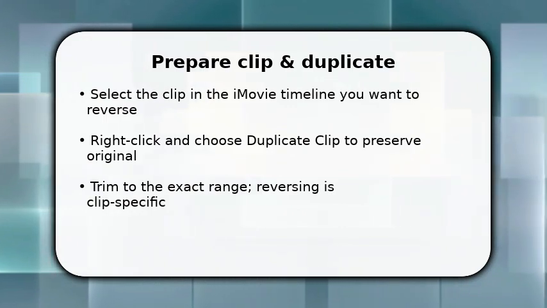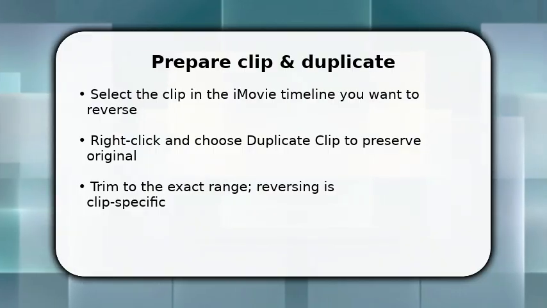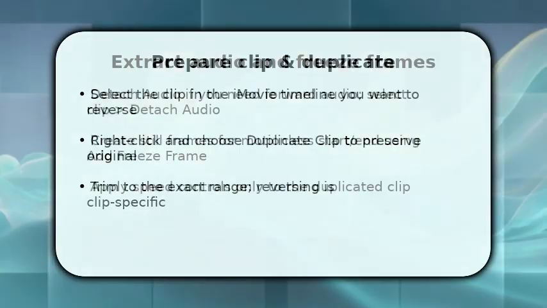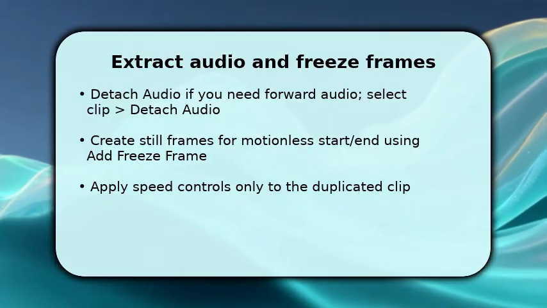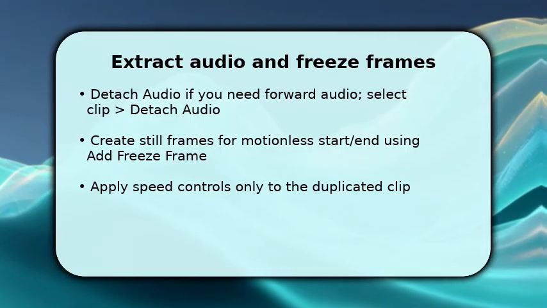Next, handle audio and frame stability. If you want the original audio to remain forward, detach audio from the duplicated clip now and move it to its own track. Otherwise, reversed audio may sound wrong.